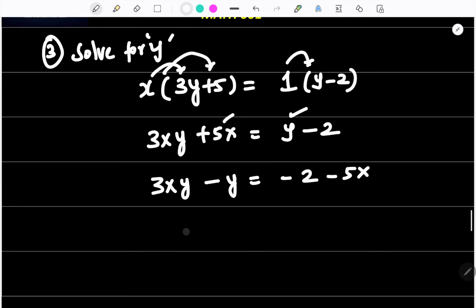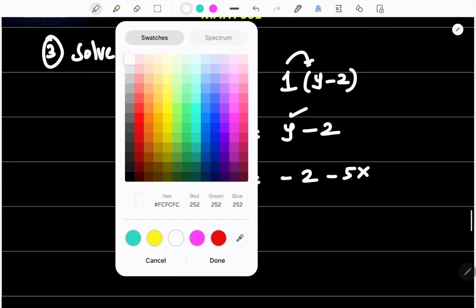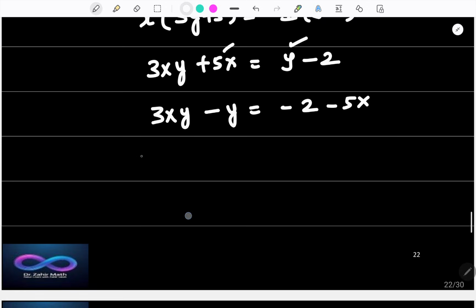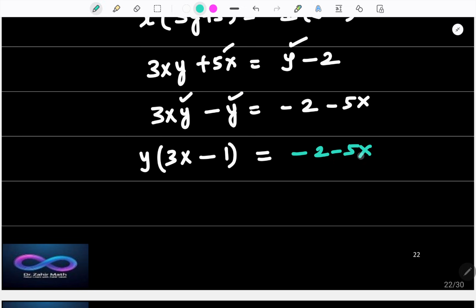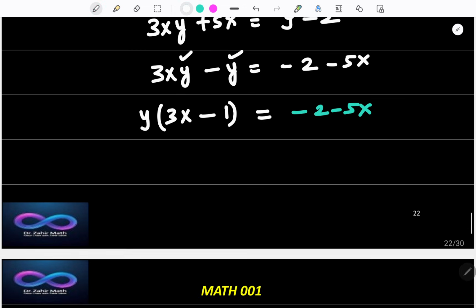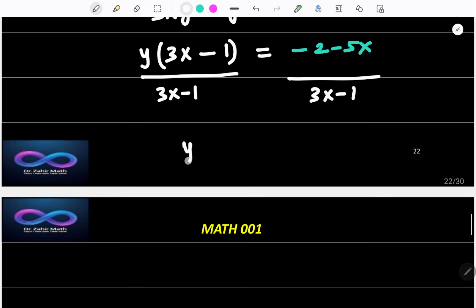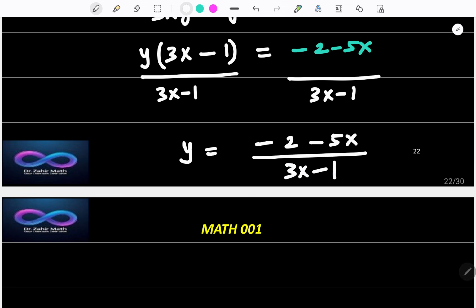Now we are going to do what? Solve for y. So when you solve for y, you have to take y out. y times 3x minus 1, which is equal to, yes, minus 2 minus 5x. What I'm going to do? I'm going to divide by 3x minus 1. Okay. So what's your answer? y is equal to negative 2 minus 5x divided by 3x minus 1.